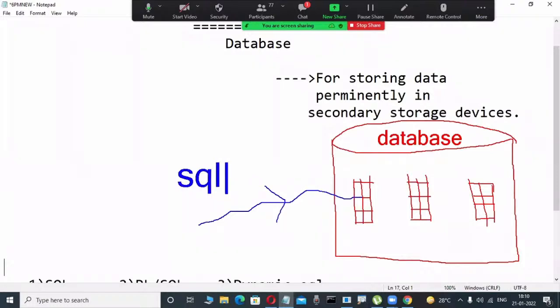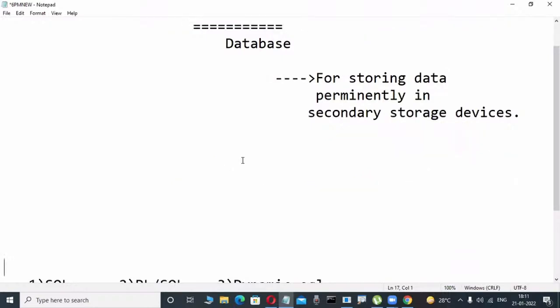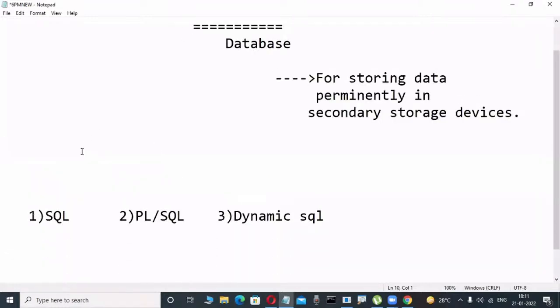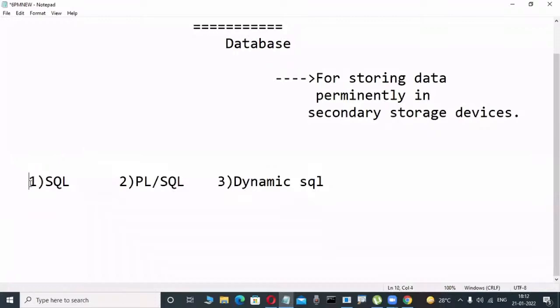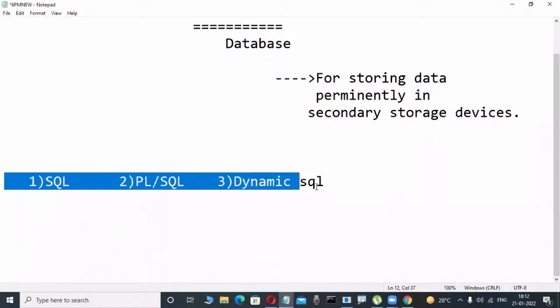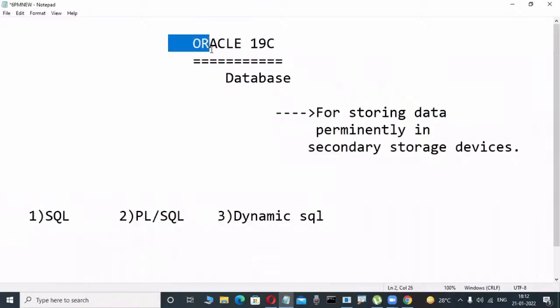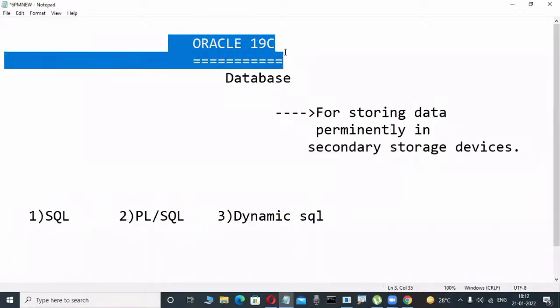Yesterday, up to this point, I told you a small thing. That's what I told you yesterday: if you want to operate this Oracle software, we use SQL, structured query language. Another language is PLSQL, procedural language extension for SQL. Another language is dynamic SQL. Through these three languages, we operate this Oracle software in your companies.